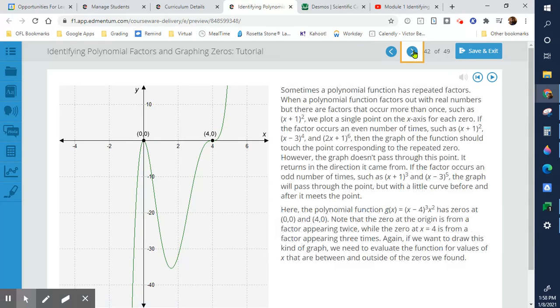What's going on here, guys? No, what's going on with my page 43? Let's go to 44. Okay, there we go.